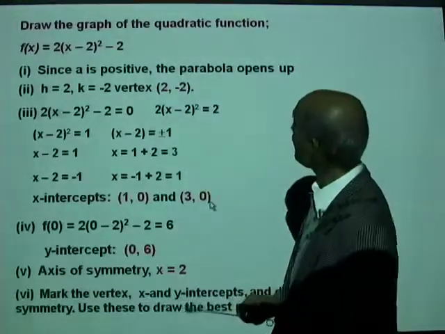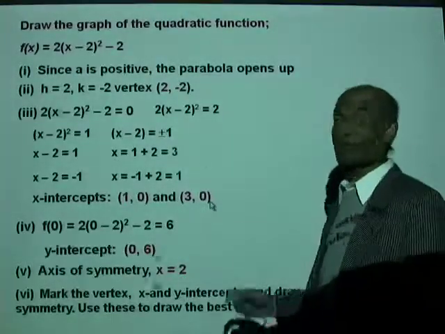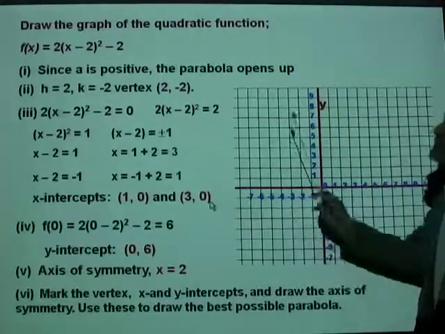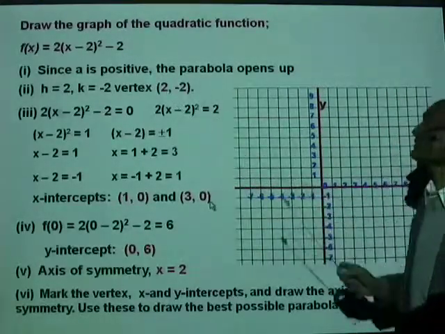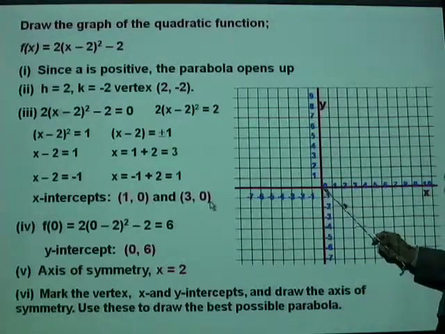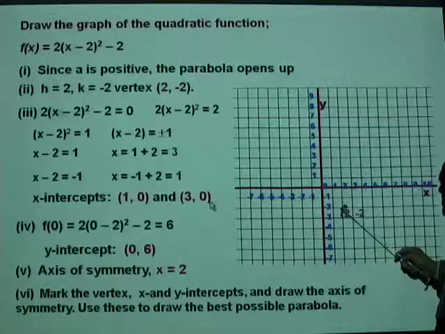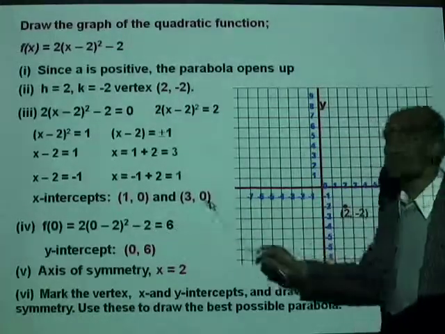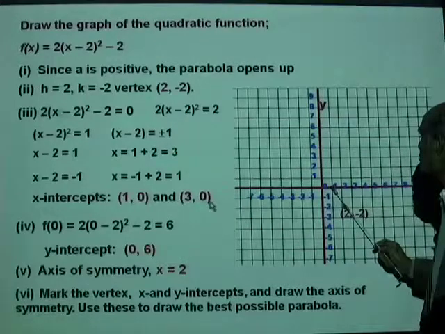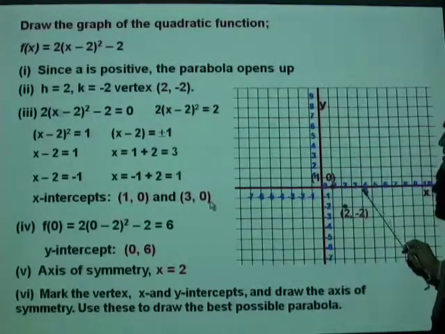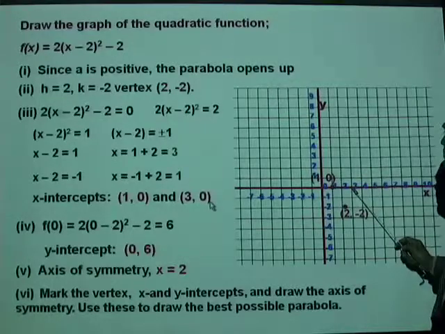Now do we have enough information? We can now mark all these on the graph paper. What is the first thing to mark? The vertex is (2, -2). That's where x equal to 2, y equal to -2, that is the vertex. There is an x-intercept that is (1, 0), that is there. Another x-intercept that is (3, 0), there.